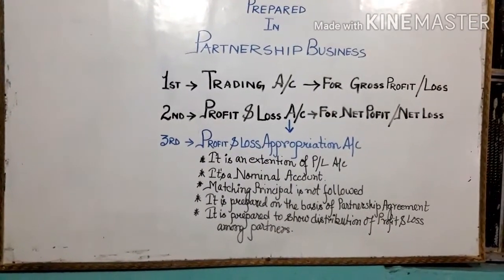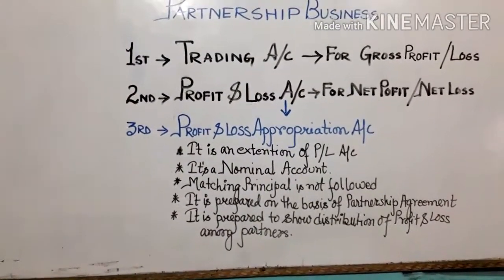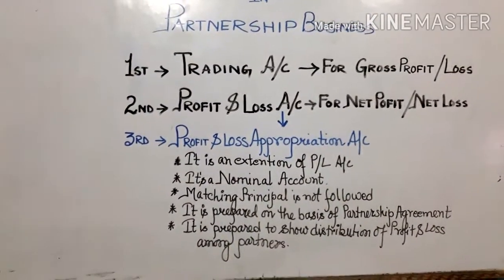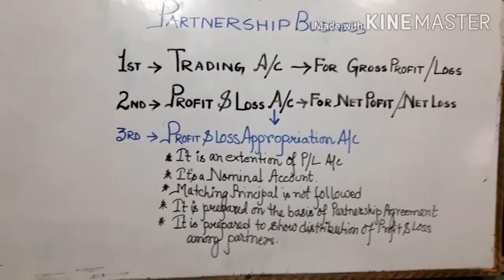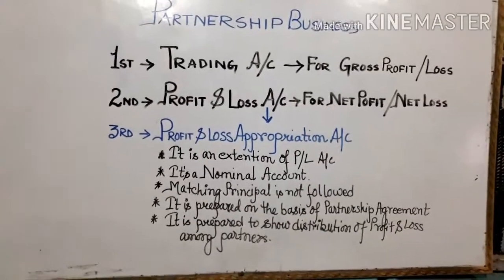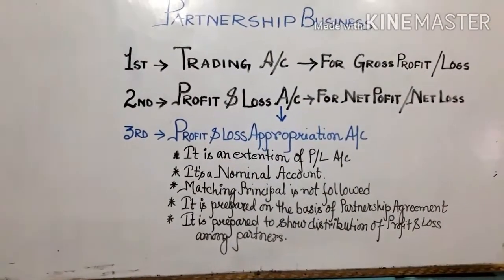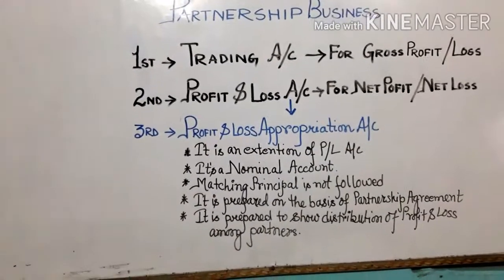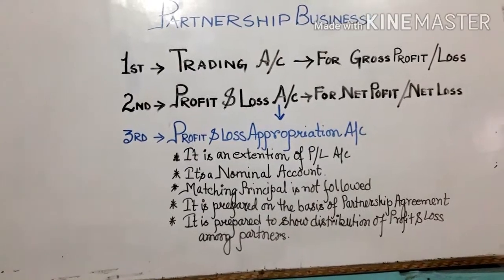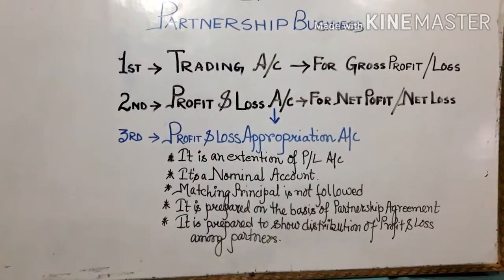Next, this particular account is prepared on the basis of the partnership agreement, meaning the partnership deed. As per the way it is mentioned in the partnership deed, the profit and loss appropriation account will be prepared accordingly. And lastly, it is an account prepared to show the distribution of profit and loss among the partners.